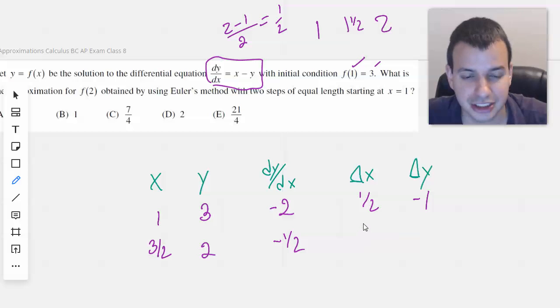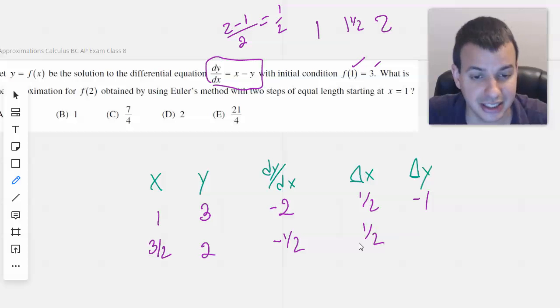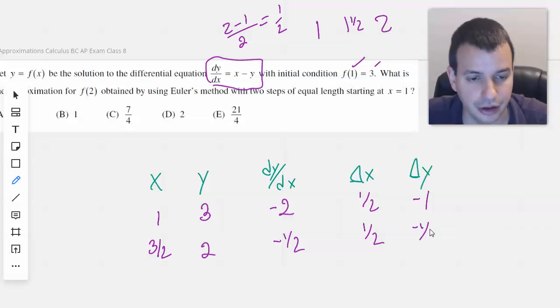Change in x is going to be the same every time. It's going to be 1/2. Change in y will be dy/dx times dx, which is negative 1/2 times 1/2, which will be negative 1/4.